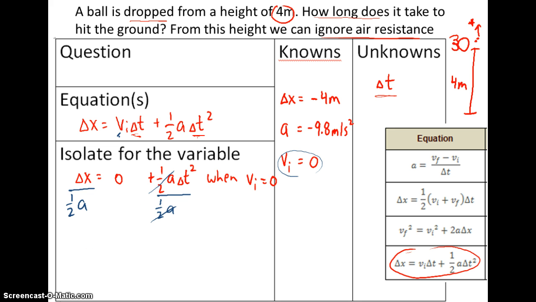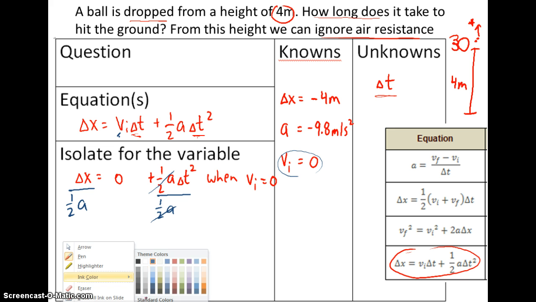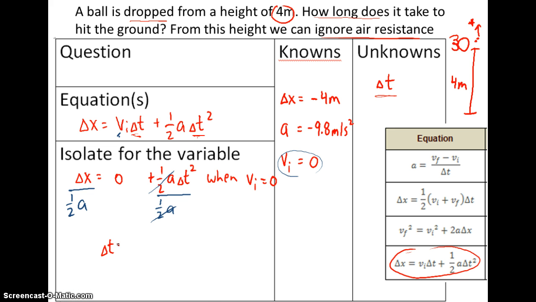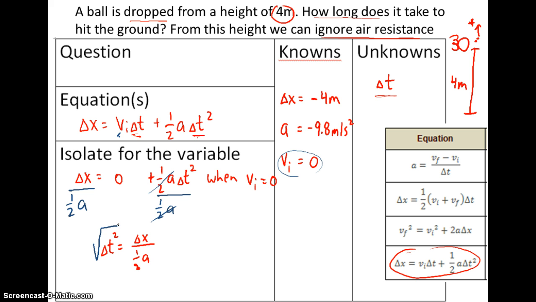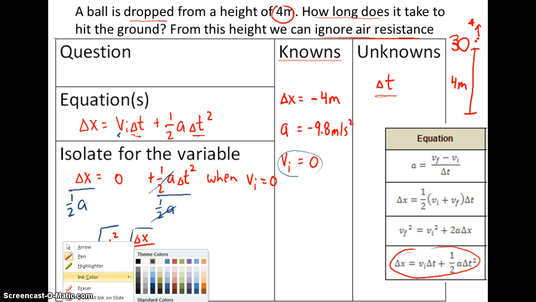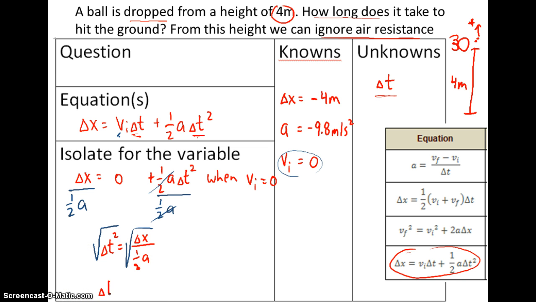Now I have delta t squared is equal to delta x all over 1/2 a. Now I want to get rid of that squared. I want t all by itself. So if I want to get rid of the squared, I take the square root of both quantities. When I take the square root, this just gets me delta t.